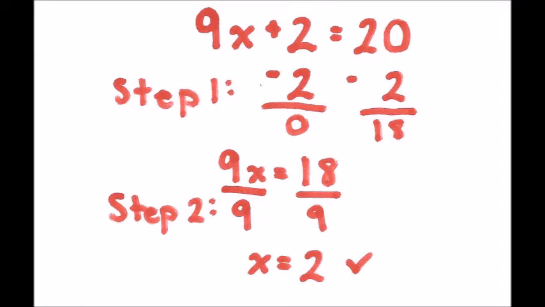Now let's use the steps in order to solve a two-step equation. Let's solve 9x plus 2 equals 20. The first step we must take is to subtract 2 from both sides to turn it into a one-step equation. This leaves us with 9x equals 18. The next step needed to solve this example is to divide each side by 9. This step accounts for us getting the variable alone on one side of the equation. After dividing each side by 9, we are left with x equals 2.